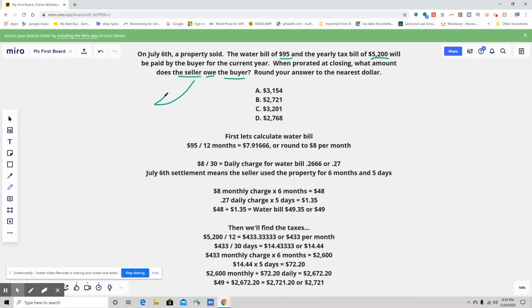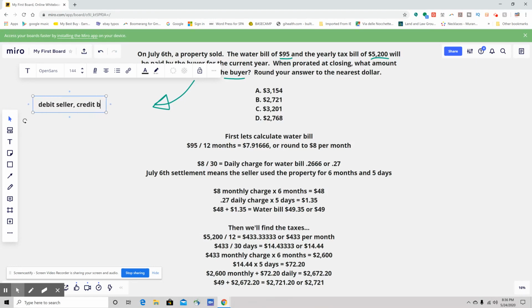So let's just say what this is going to be. This is going to be a debit to who? So the seller owes the buyer. It's going to be debit the seller, credit buyer, if they were asking that. I'm just giving you that piece of information so that you understand that terminology.